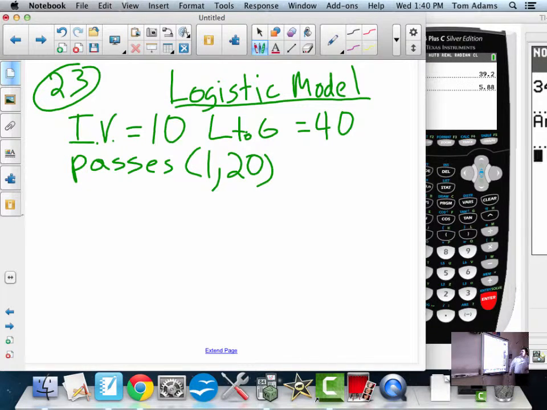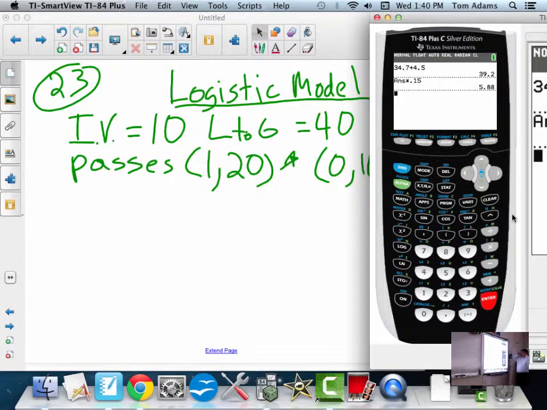Now, one other thing I want to remind you, it passes through that point, but remember, it also passes through 0 comma 10 because that's the initial value, right? So we have 2 points. Now, on your calculator, I'm going to say on your calculator, which means I should hear everybody's covers of their calculators coming off and being turned on, right? Because you want to learn how to do this too on your calculator.